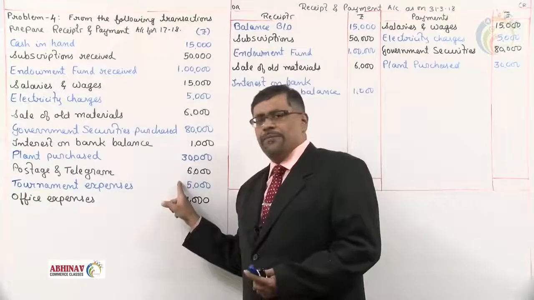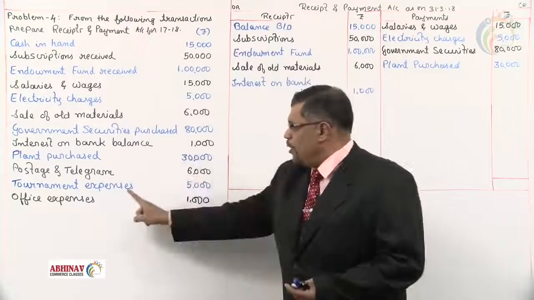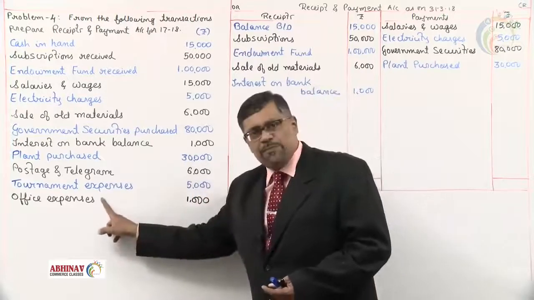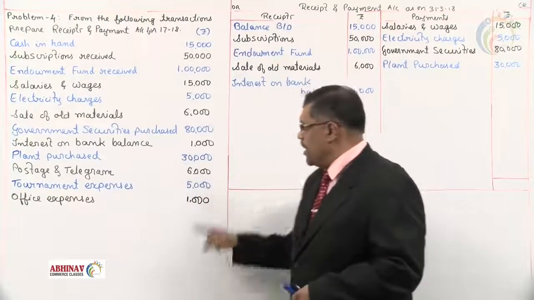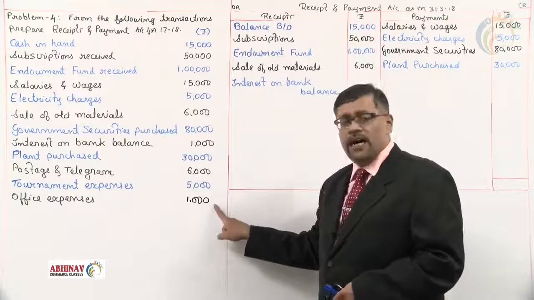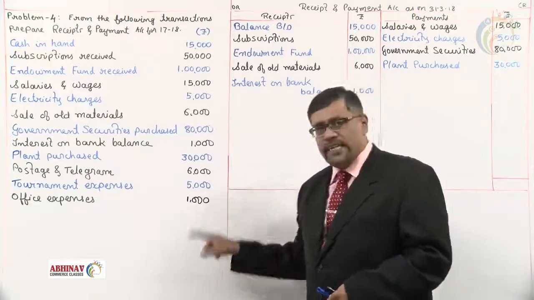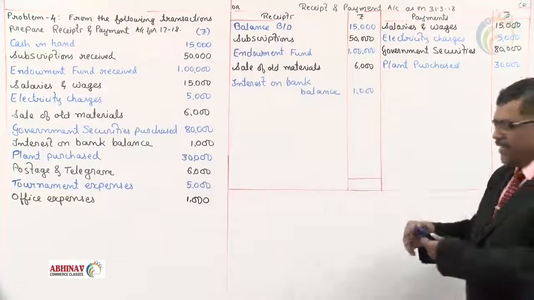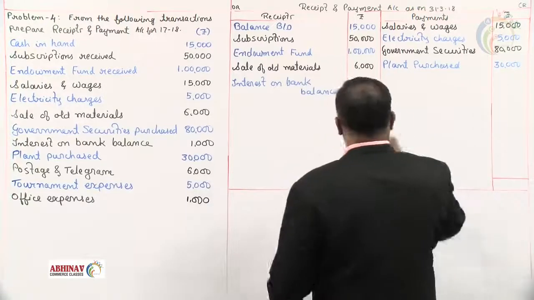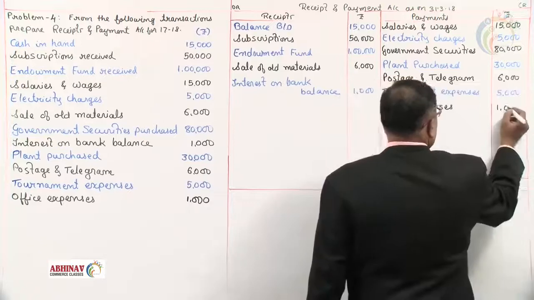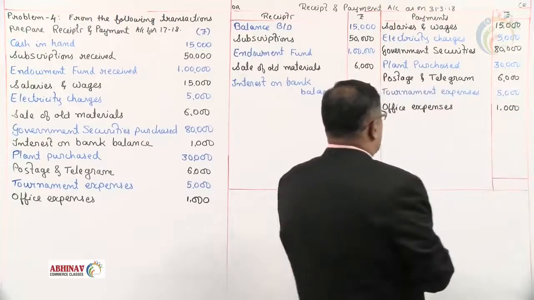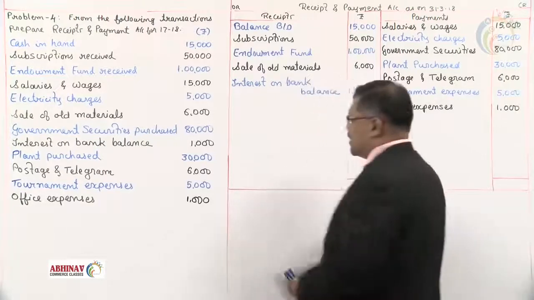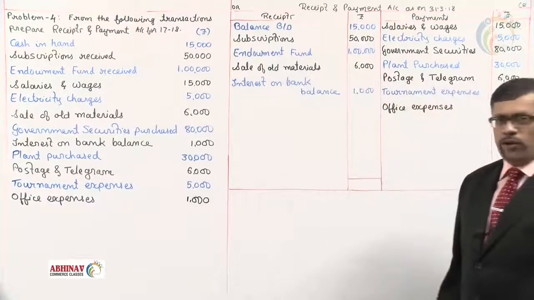Postage and telegram is an expenditure. Tournament expenses is an expenditure. Office expenses is also an expenditure. So all three are expenses. In all the three cases, cash goes out. All three we show as payments. Here, postage and telegram, tournament expenses and office expenses. These are the three items we have recorded.